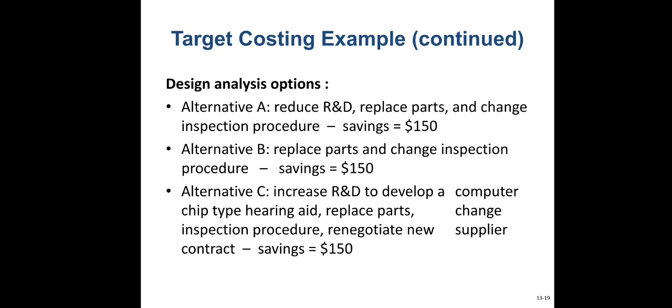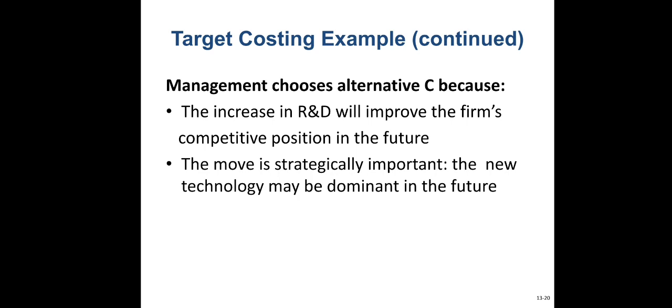Alternative A, reduce R&D, replace parts and change inspection procedure, saving $150. Alternative B, replace parts and change inspection procedure, saving $150. Alternative C, increase R&D to develop a computer chip type hearing aid, replace parts, change inspection procedure, and renegotiate new supplier contract, saving $150. So what is the best option? Management chooses alternative C because the increase in R&D will improve the firm's competitive position in the future.